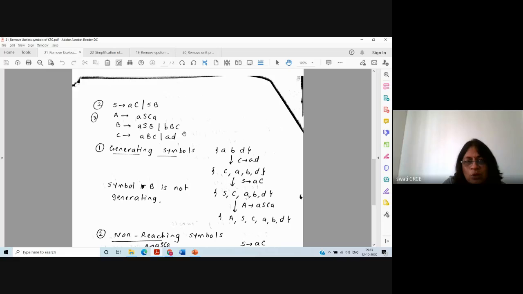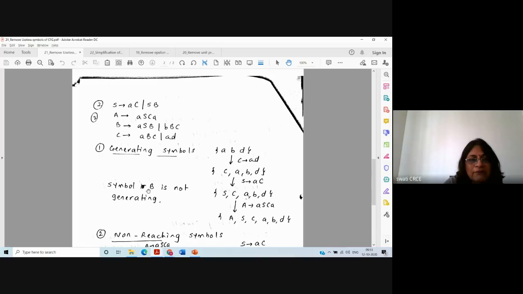So this is also we cannot add. Okay. And now all the variables are over. So A is added, S is added, C is added, but B we cannot add because nothing is there in the rule. We cannot do anything about it. And now we say that B is a non-generating symbol.